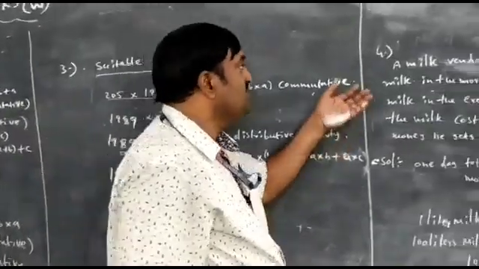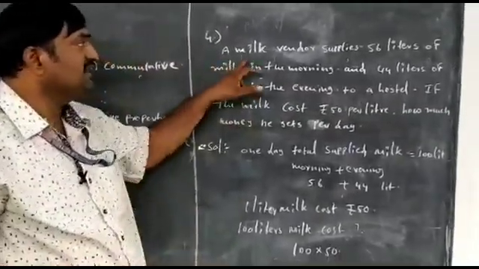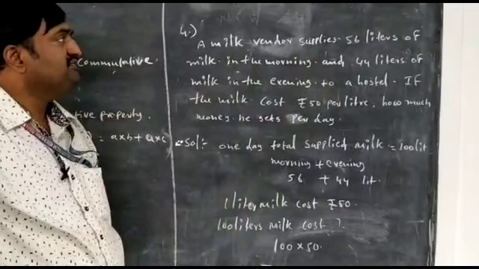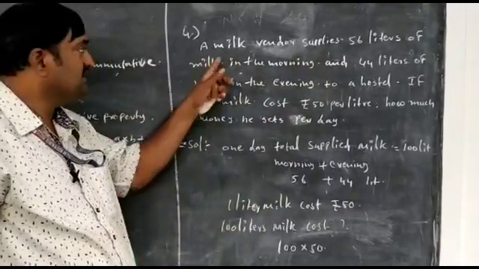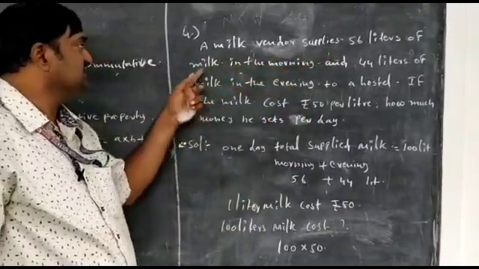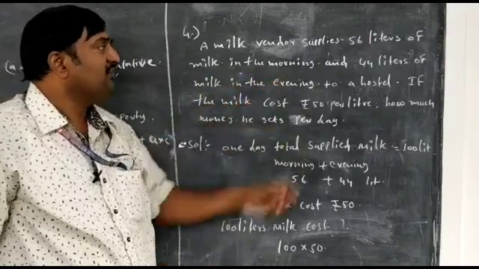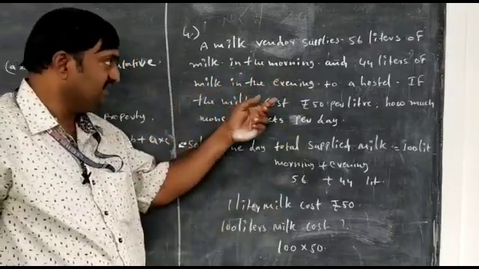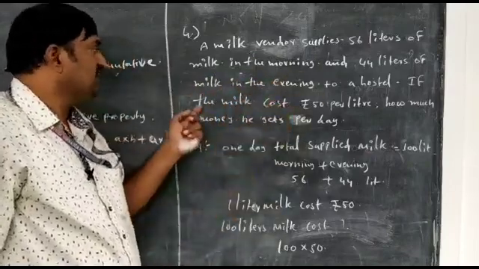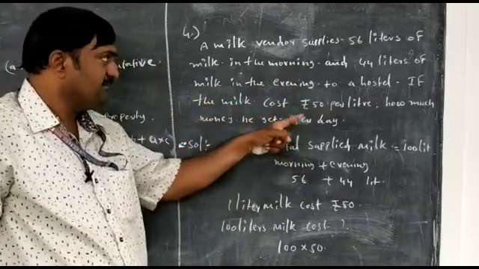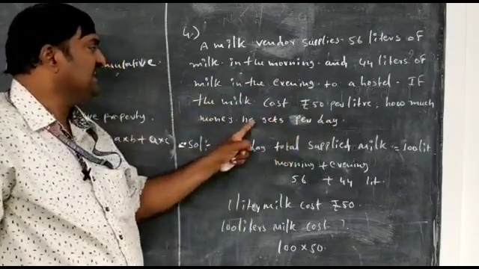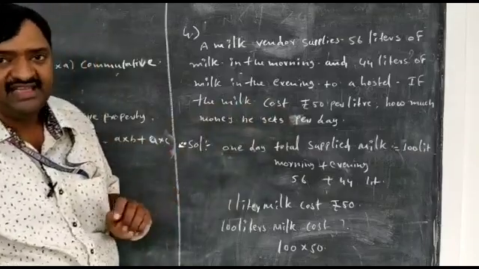Now we are going to the fourth question. A milk vendor supplies 56 liters of milk in the morning and 44 liters of milk in the evening to a hostel. If the milk costs 50 rupees per liter, how much money does he get per day?